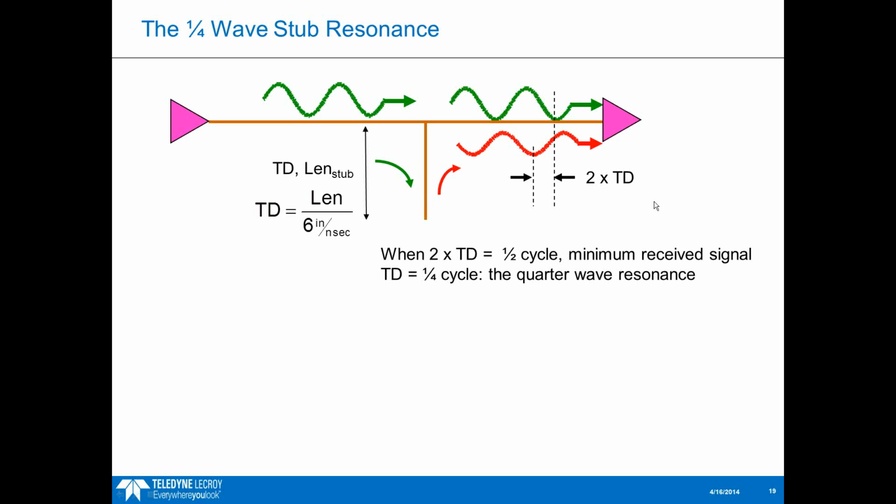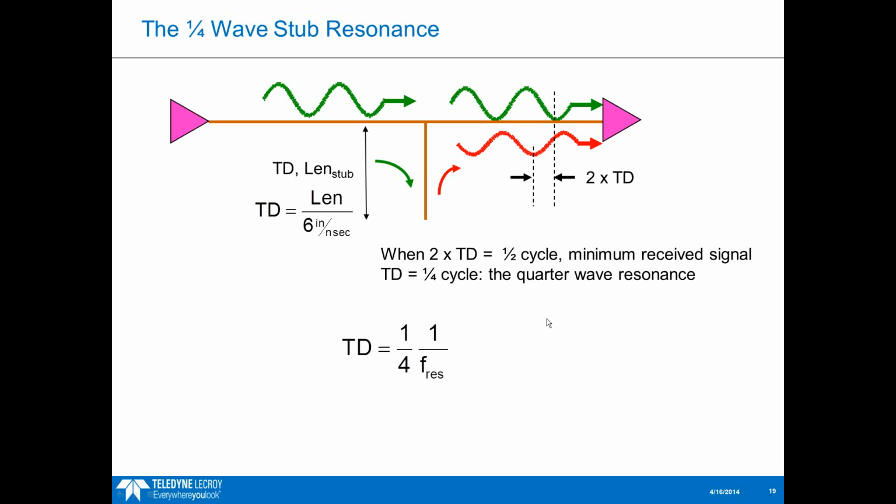So when that value, 2 times the time delay, is equal to half a cycle, then these two waves will be 180 degrees out of phase. They're going to subtract from each other, and we'll get a minimum at the receiver here. So if you just divide the 2 over, that says when the time delay of the stub is a quarter of the cycle of the wave, we get our quarter wave stub resonance. And this is going to be a minimum signal received at the end here.